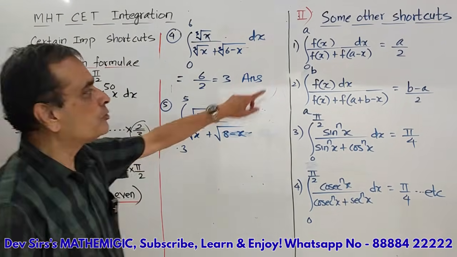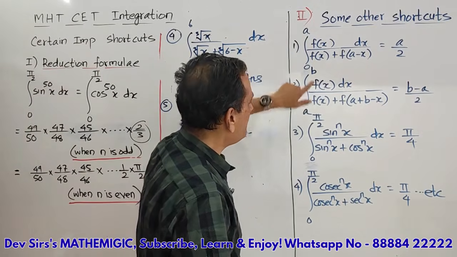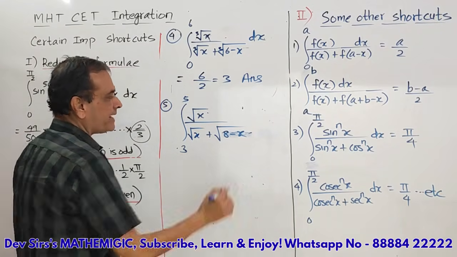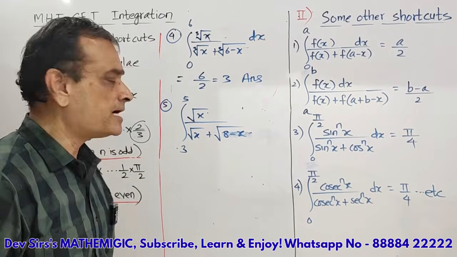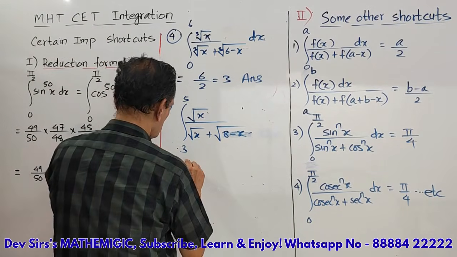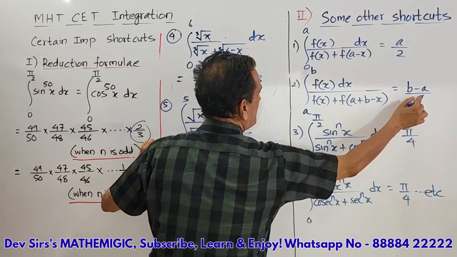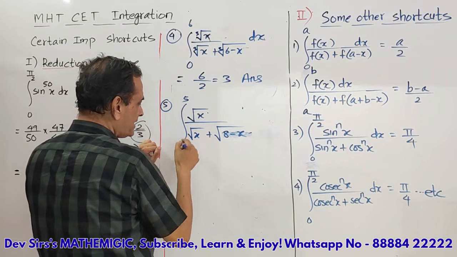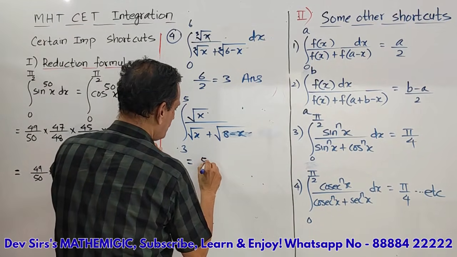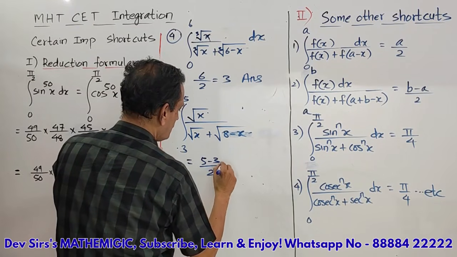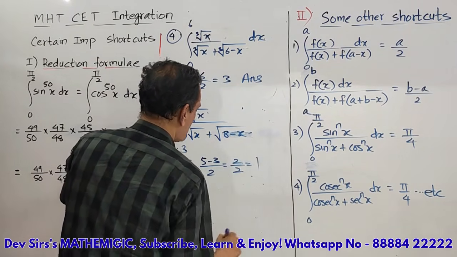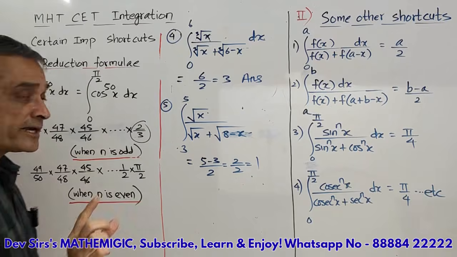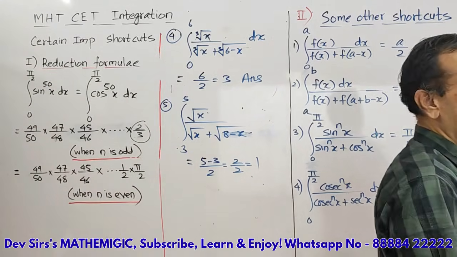Okay, it is similar to this, but there it was 0 to a, here it is a to b, and you just have to check 5 plus 3 is 8 minus x. Then the answer is b minus a upon 2. b minus a means bigger upper limit minus lower limit, upon 2. Two upon 2, that is 1. So all these are shortcuts where you have to recognize correctly. Okay, followed?